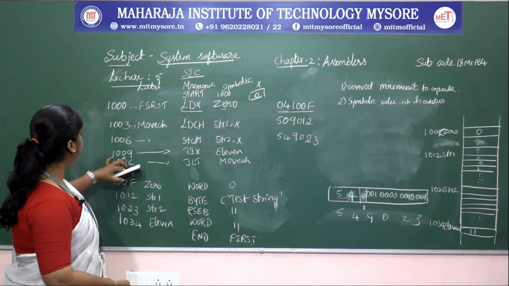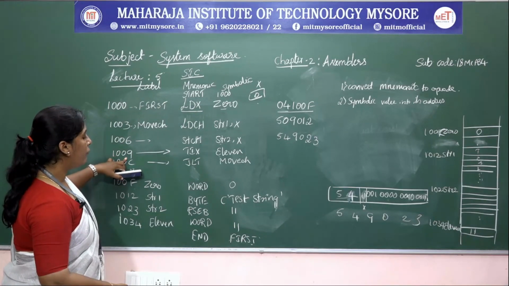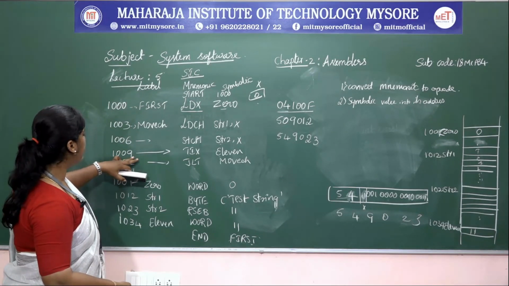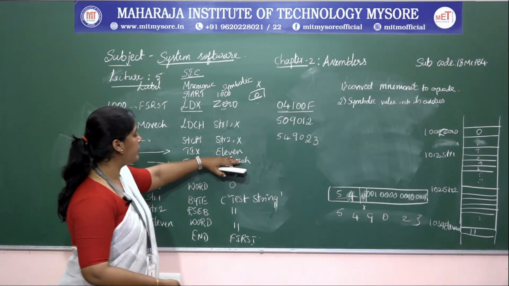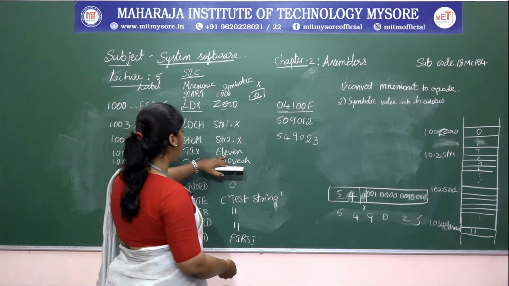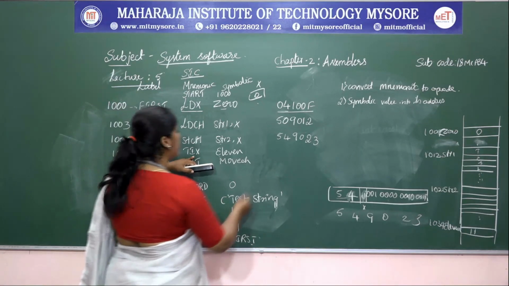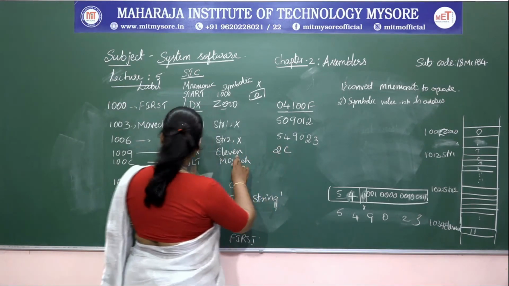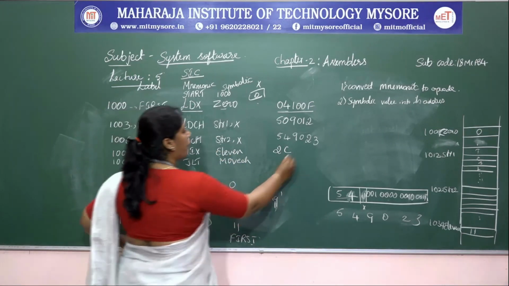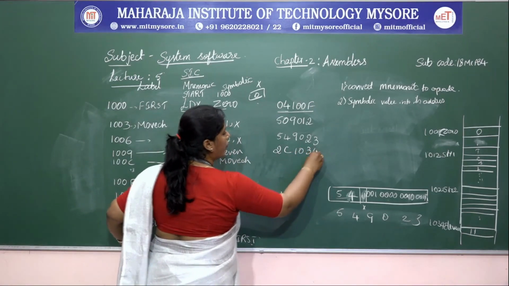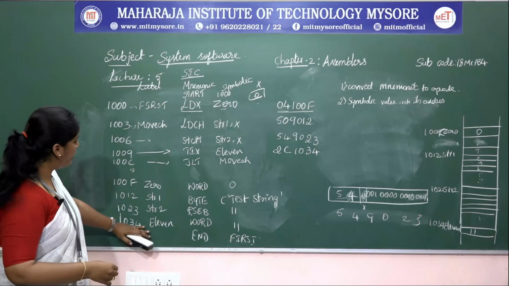Right. So after that, 1009. It is direct addressing mode. So where the TIX is there, first it is going to convert this mnemonic value into its opcode. TIX is 2C. So where the 11 is there, at the memory location 1034.